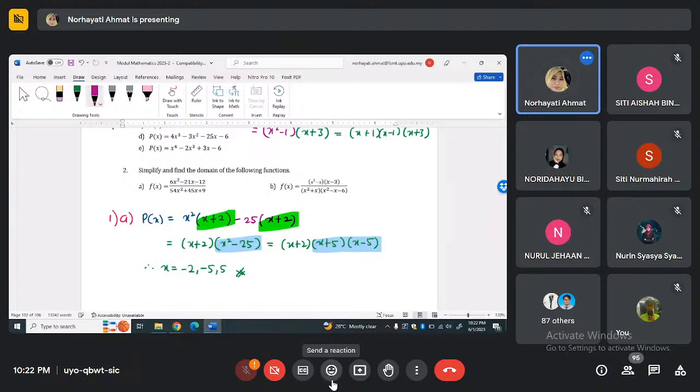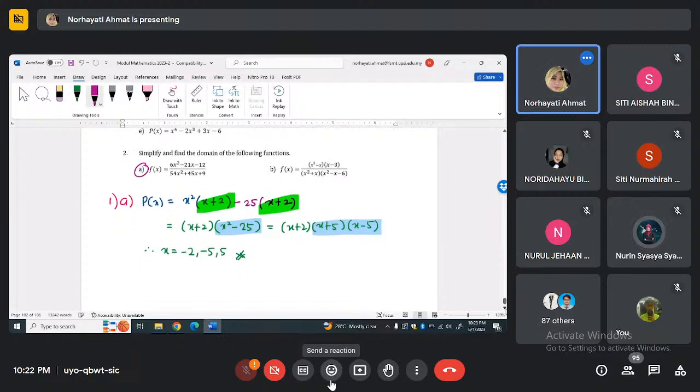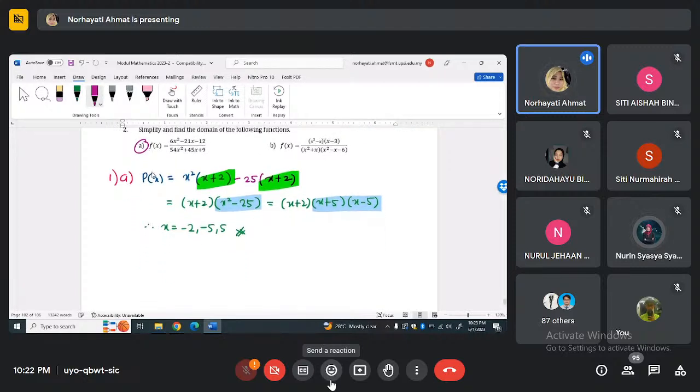A ke B? Mana satu? A. Okay, kita try A. Simplify and find the domain of the following function. Okay, so kita ada 2A f(x). Okay, so what can we do for the first numerator?